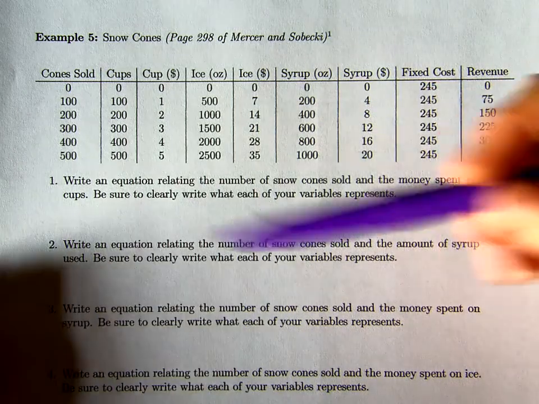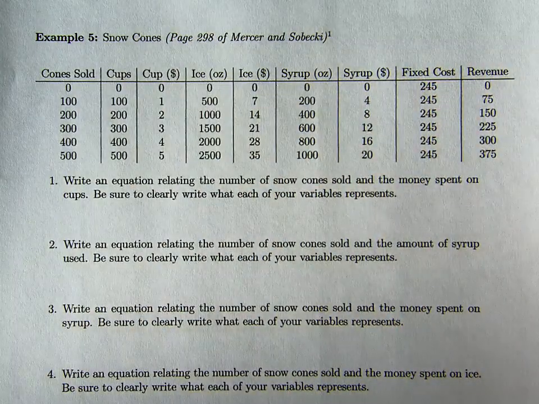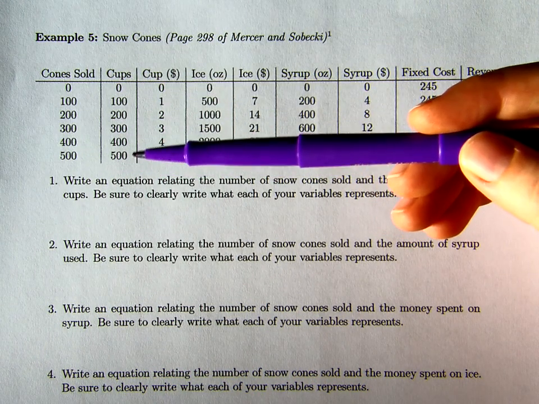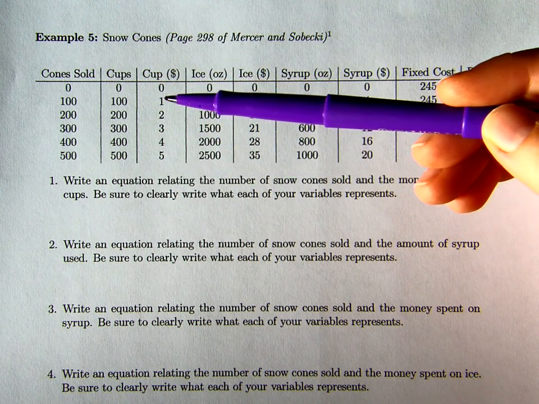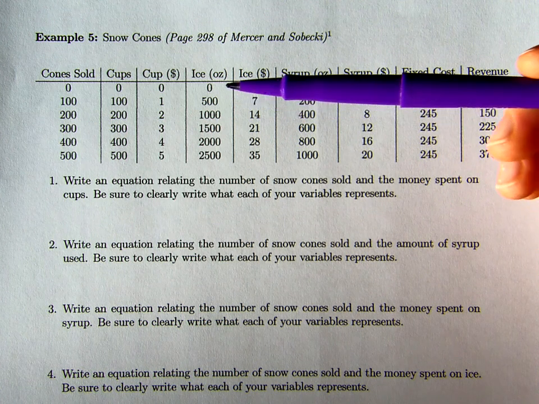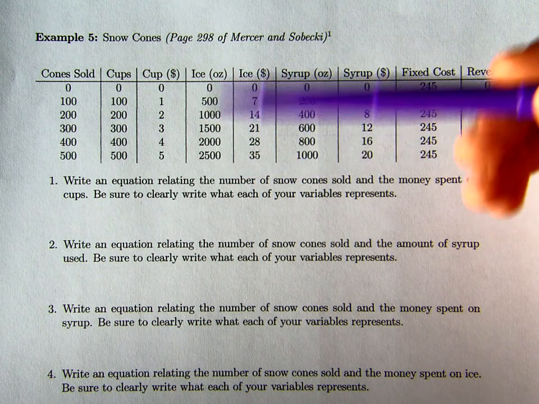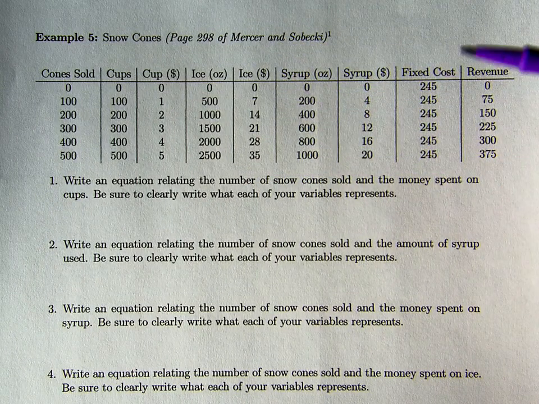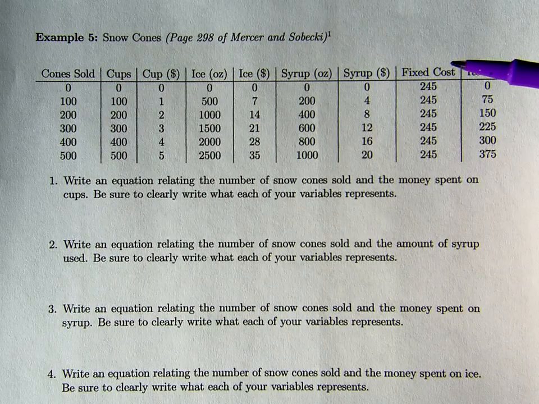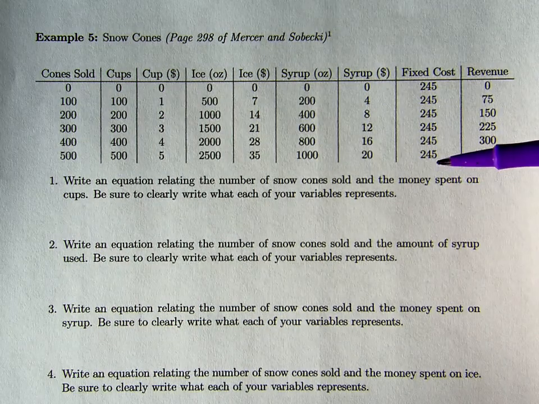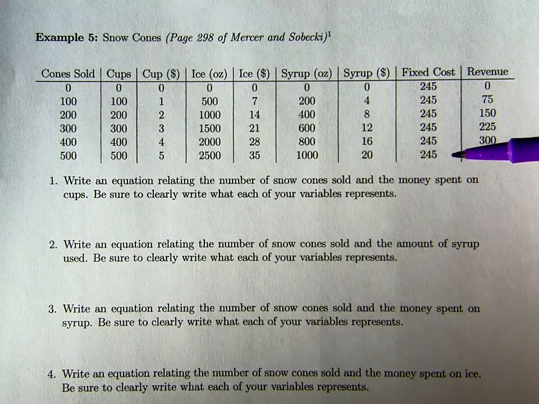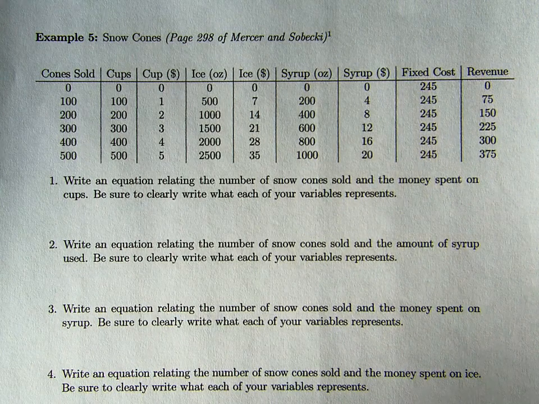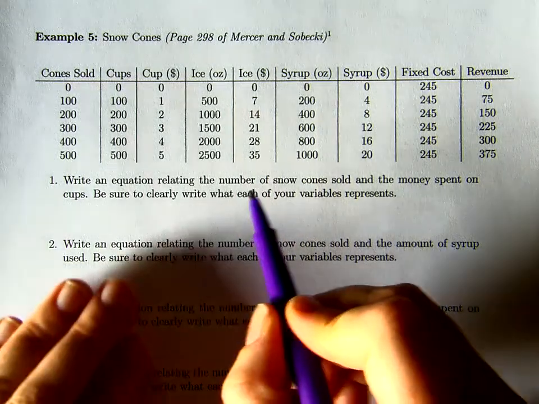Okay, so what we see here is a huge list of stuff. Cones sold, the number of cups that you use, the cost for those cups, or the cost for 100 cups apparently, the ice that you use in ounces, so what you'll need to run this popsicle stand, the cost for the ice, the syrup, the cost for syrup, fixed cost, probably like your wheelie cart, it's not a food truck, but it's a snow cone truck, whatever. And the revenue. It's probably a per month situation here. Nonetheless, number of snow cones sold.